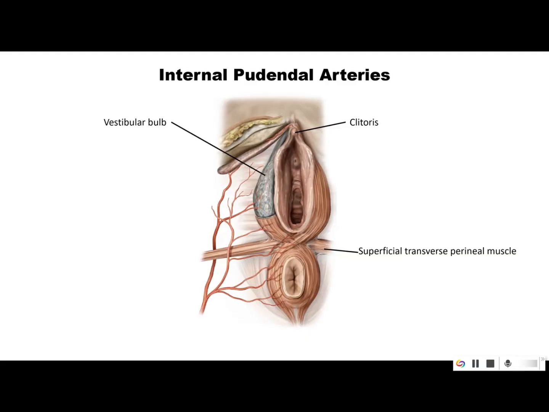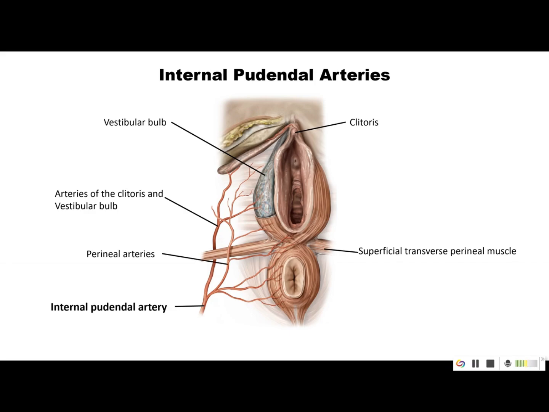As the internal pudendal artery exits the pudendal canal, medial to the ischial tuberosity, it divides into its terminal branches: in the deep pouch as the artery of the clitoris and the vestibular bulb, and in the superficial pouch as the perineal arteries, which supply the perineal and the posterior labial region and the inferior rectal region of the perineum. The internal pudendal artery supplies most of the skin, external genitalia, and the perineal muscles.